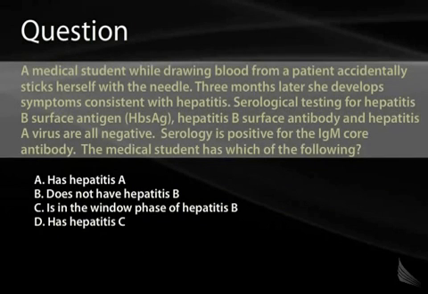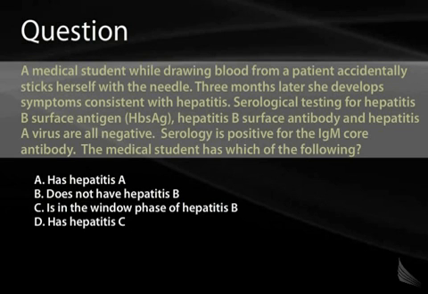Next question. A medical student, while drawing blood from a patient, accidentally sticks herself with a needle. 3 months later, she develops symptoms consistent with hepatitis. Serologic testing for hepatitis B surface antigen, hepatitis B surface antibody, and hepatitis A virus are all negative. Serology is positive for the IgM core antibody. The medical student has which of the following?